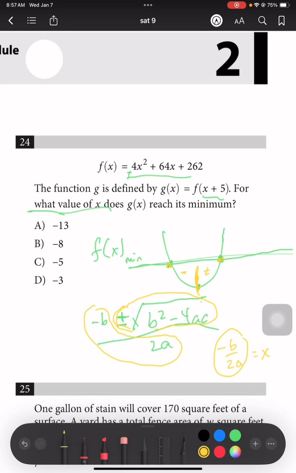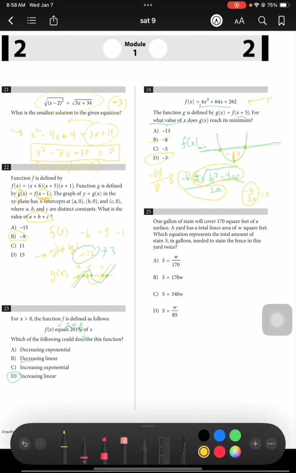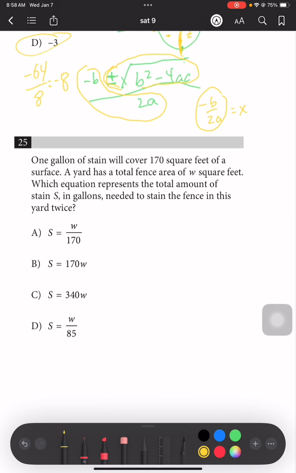So now, because it got shifted to the left, the whole graph got shifted to the left by 5. So negative b, we'll put that in, negative 64 over 2a, which is 8. And you get negative 8. So the answer is not negative 8, but it's moved down by 5. Make sure I plug that in. Oh, negative b, yes. 64, so b is positive 64, and negative b would be negative 64. Okay. 25. We spent a good time on that problem.